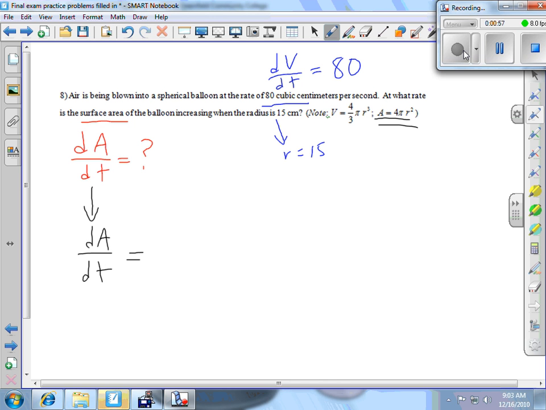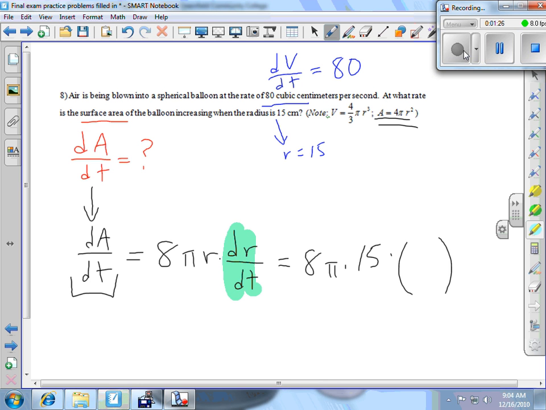dA/dt equals derivative of 4 pi r squared is 8 pi r, dr/dt. Don't forget chain rule. Every time we do related rates, you stick on d/dt, whatever the variable is. So this is a dr/dt. Okay, great. So we're trying to find dA/dt, and I guess I can start plugging in here. So this is 8 times pi times the radius when we pause this video is 15 times dr/dt.